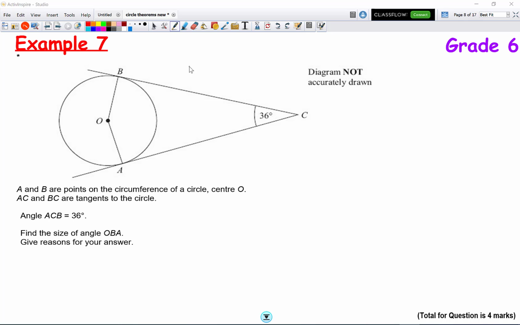In this video, we're going to go through a few more circle theorems. The next circle theorem we need to know is when you have a radius and a tangent. The circle theorem for this is that the angle between the radius and the tangent is always 90 degrees. So let's take a look at this problem.